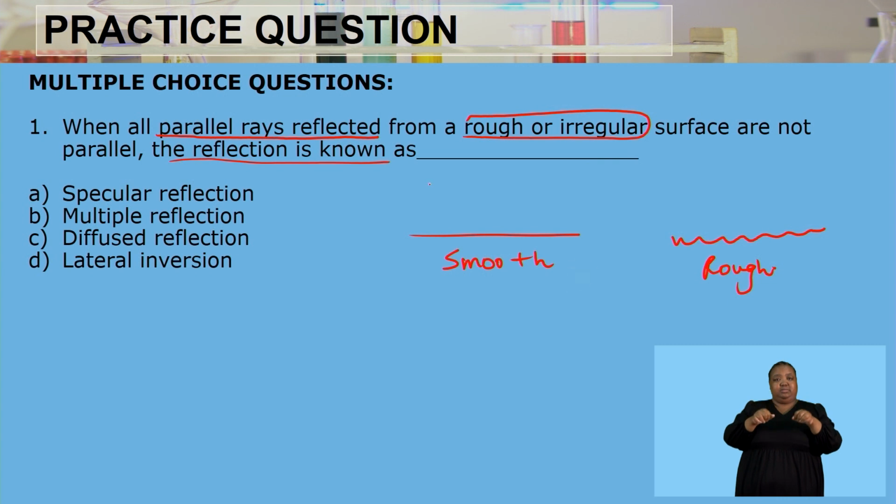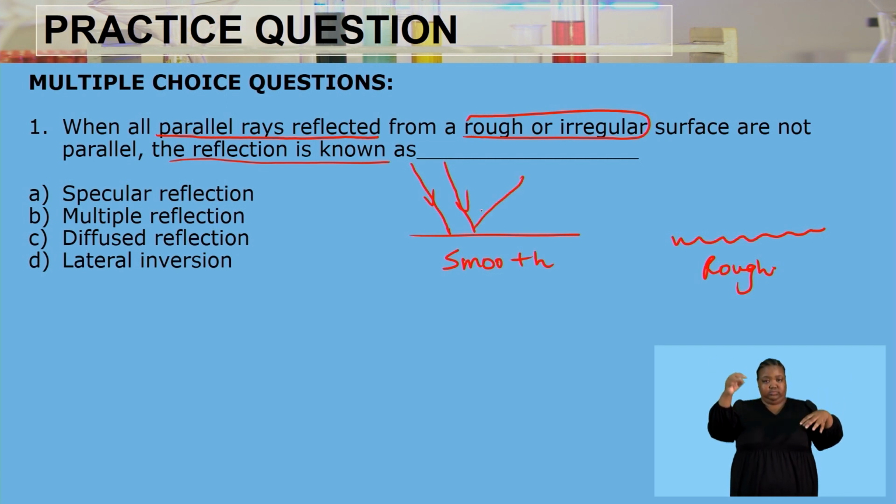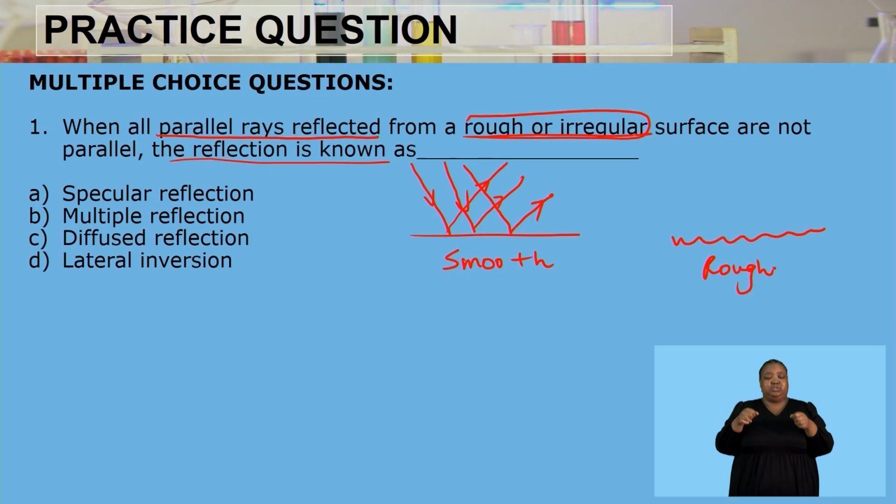So when the light rays are reflected off either one of these two surfaces, the reflection is known as what? Now, if we have a smooth surface and the incident rays are coming and striking the surface, they're going to be reflected parallel to each other. The reflection that you're going to be getting here is going to be a clear reflection, or rather a specular reflection. So that means if it's on a rough or irregular surface, it cannot be a specular reflection, because that is a clear picture that we are seeing from a smooth surface.